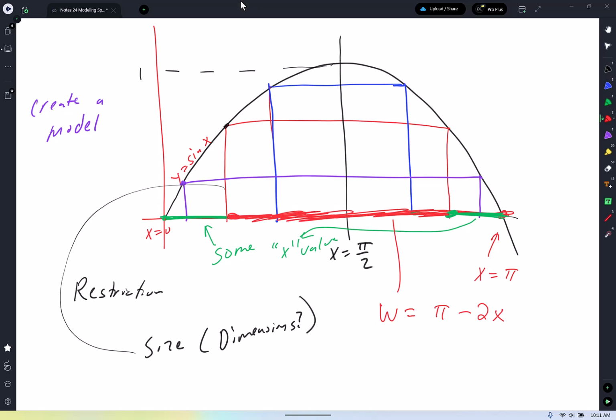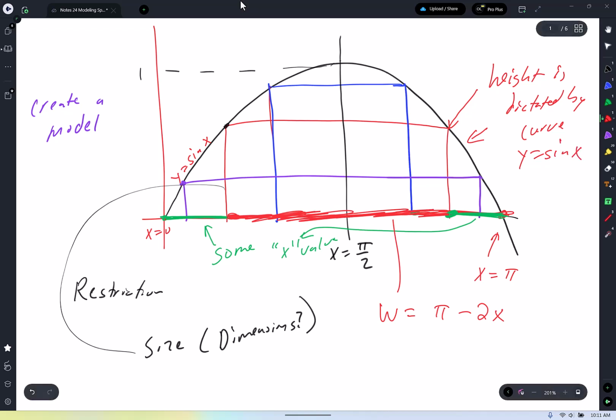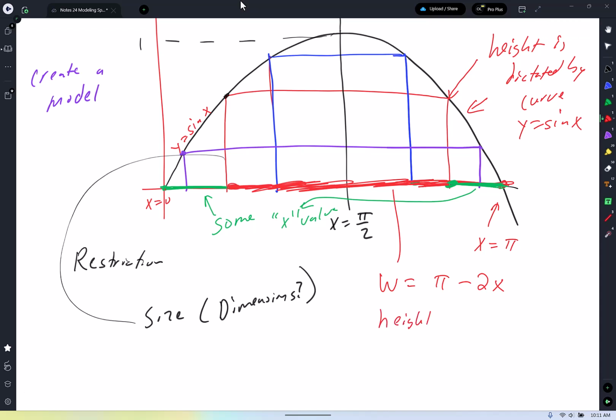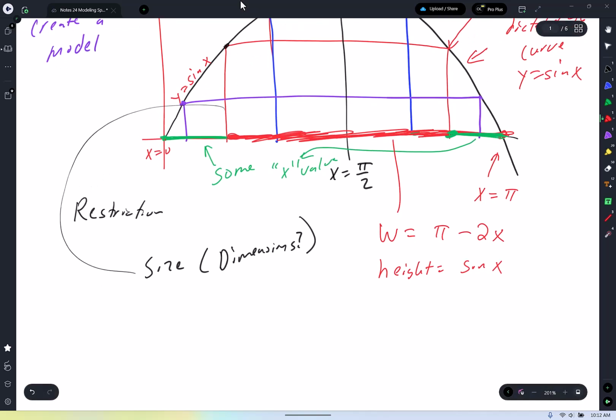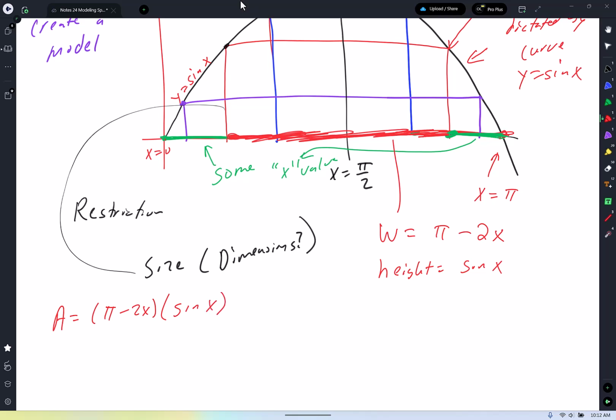Now the height is dictated by the curve. Write that down: height is dictated by the curve. What curve? Well, this curve. What curve is that? Yes, y equals sine x, or height equals sine x. That's the curve, guys. So I'm going to write height equals sine x. So what's the model? Area of my rectangle is equal to pi minus 2x times sine x. That's my model. That's how you get the area of the rectangle.